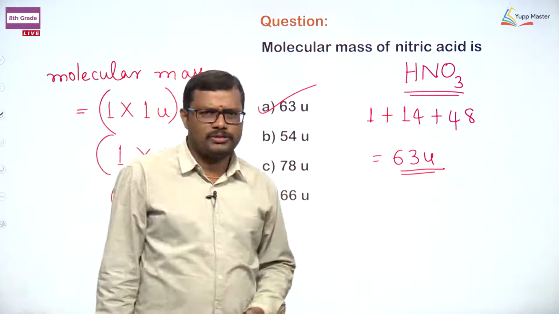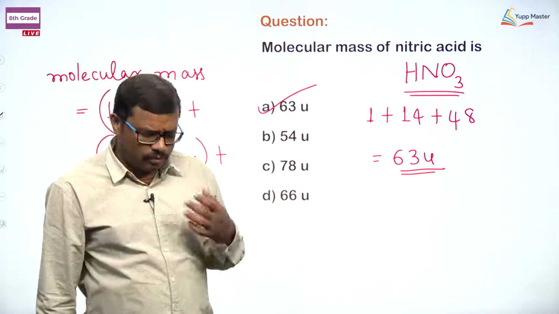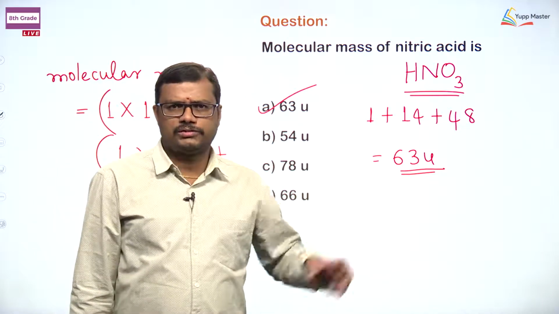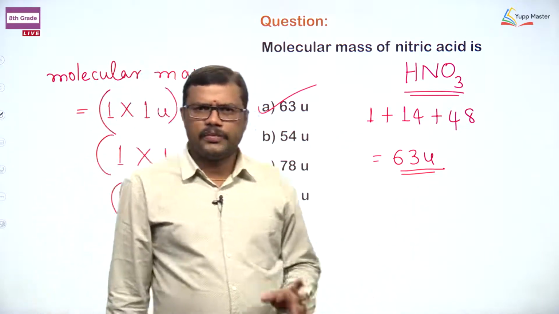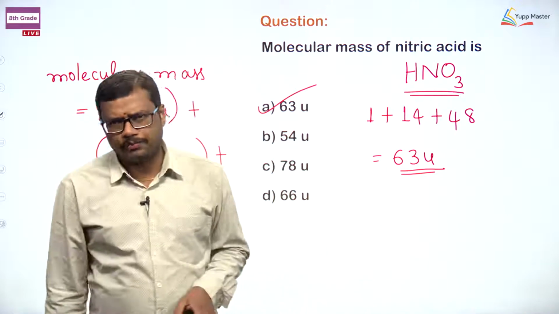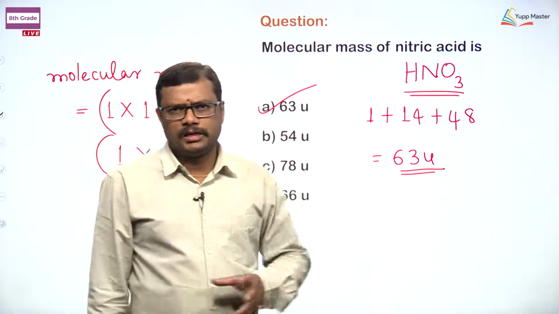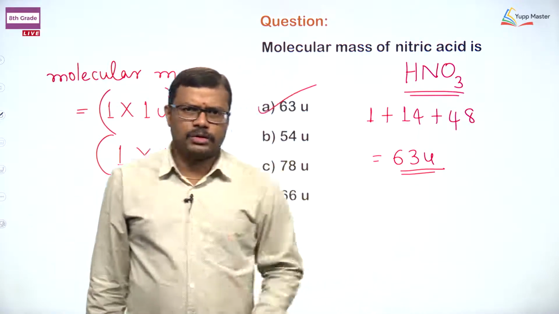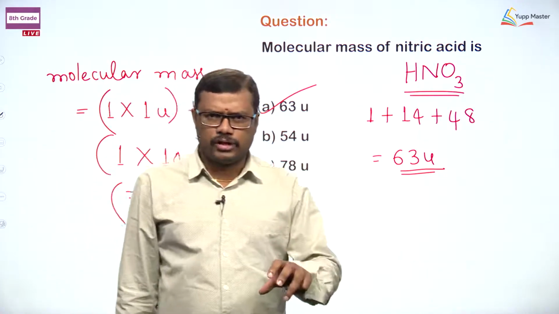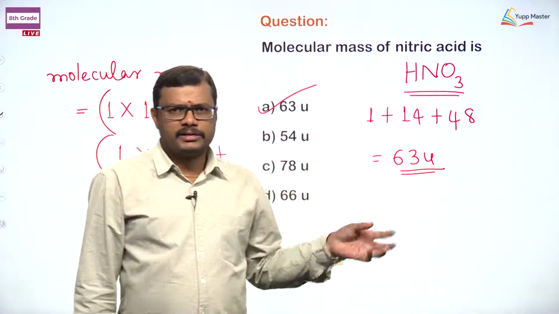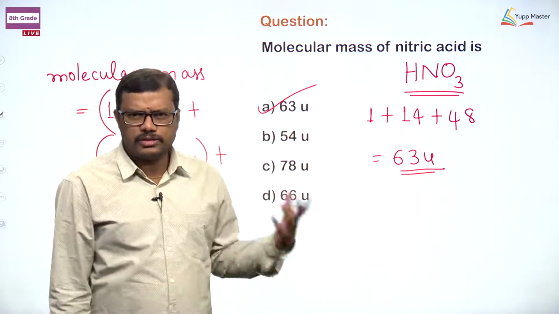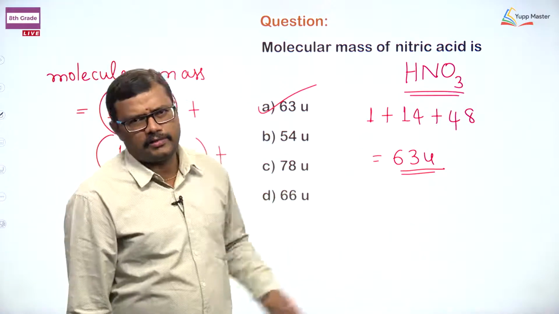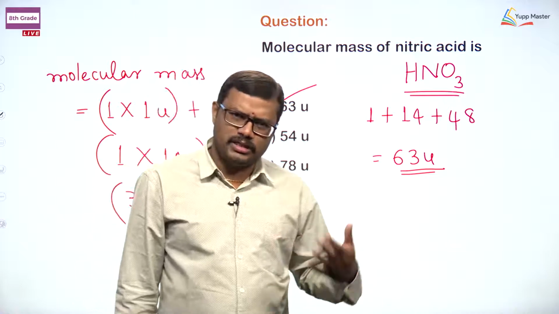You can do it that way also, but of course, you can easily remember some of the molecules. You have to remember hydrochloric acid HCl, sulfuric acid H2SO4, nitric acid HNO3, phosphoric acid H3PO4, sodium chloride NaCl, sodium carbonate Na2CO3, sodium bicarbonate NaHCO3, calcium carbonate CaCO3, calcium bicarbonate Ca(HCO3)2. You can easily make the formulas by taking the valencies. You have to remember them because these things will be repeated again and again.